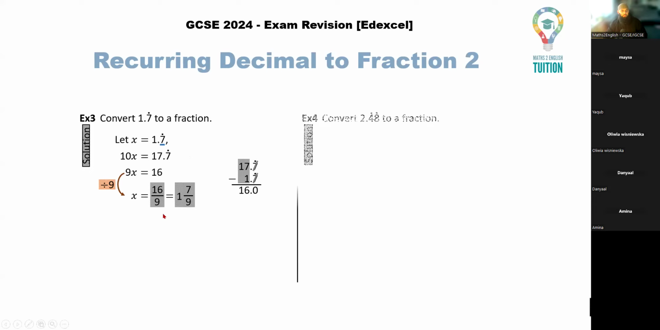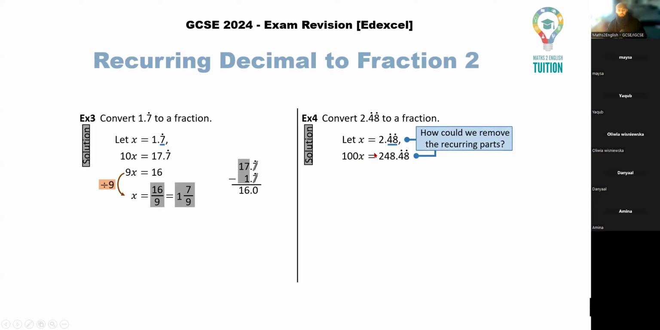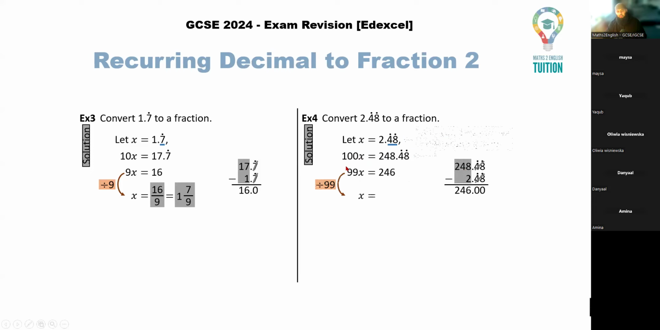Now, the next question, we're going to have another example. So we've got 2.48 recurring as a fraction. So we let x equal 2.48 recurring. Because we want to isolate two decimals, we multiply by 100 both sides. So we're going to get 248.48 recurring, and then we subtract the two equations and get 99x. We subtract the two over here, and we're going to get 246. When we subtract the two equations, we divide both sides by 99, and we should get x equals 246 over 99. This is called recurring decimal to fractions.